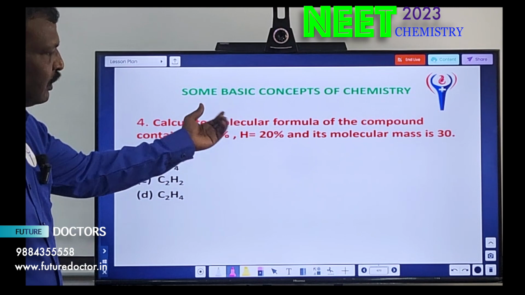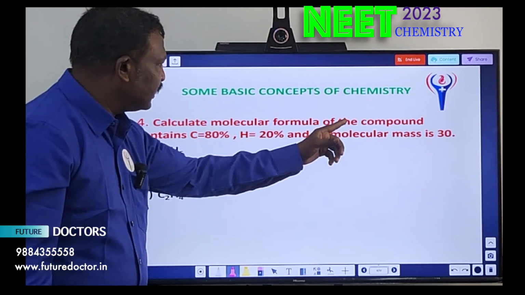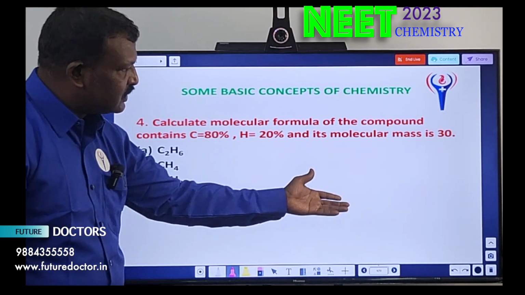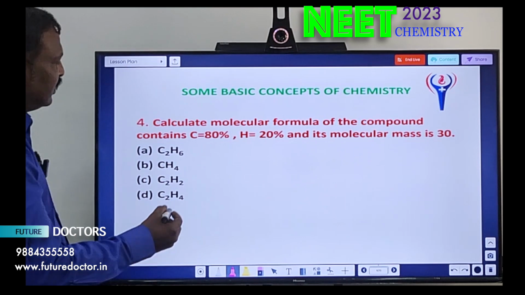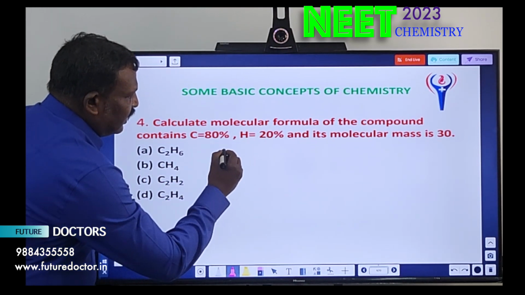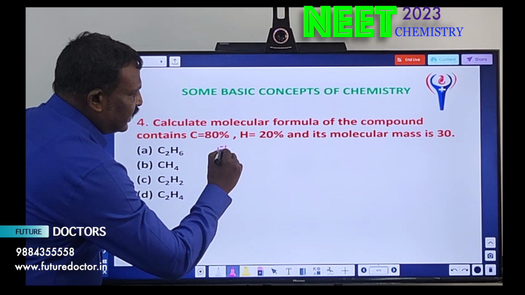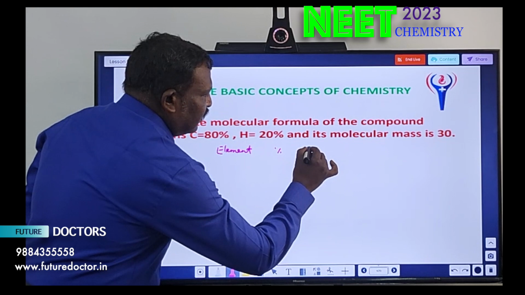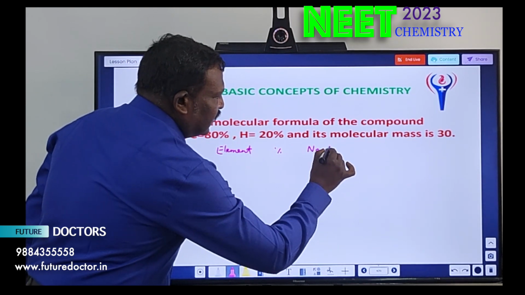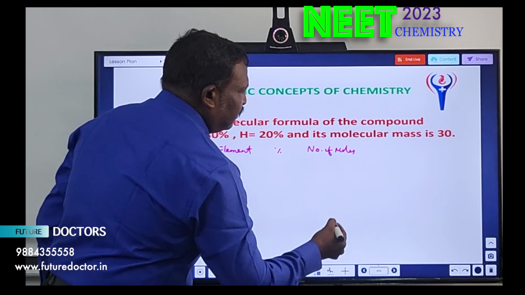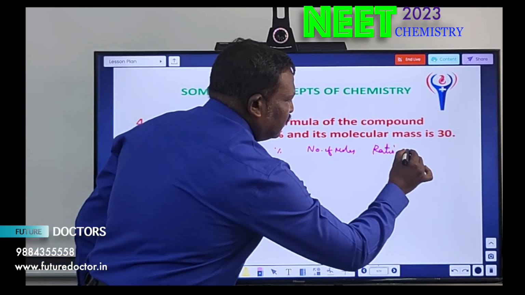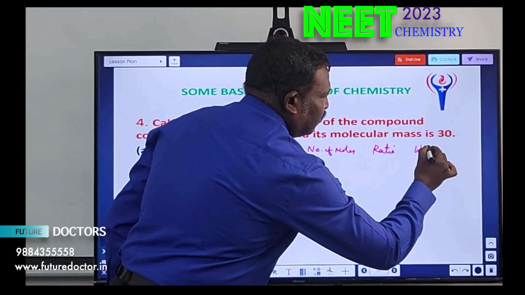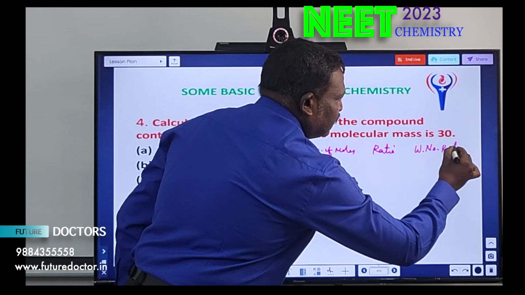This is based on empirical formula and molecular formula. Calculate the molecular formula of the compound containing carbon 80%, hydrogen 20%, and molecular mass 30. Consider each an element with its percentage. Then we find the relative number of moles, then the ratio, then the whole number ratio. This way you have to write.